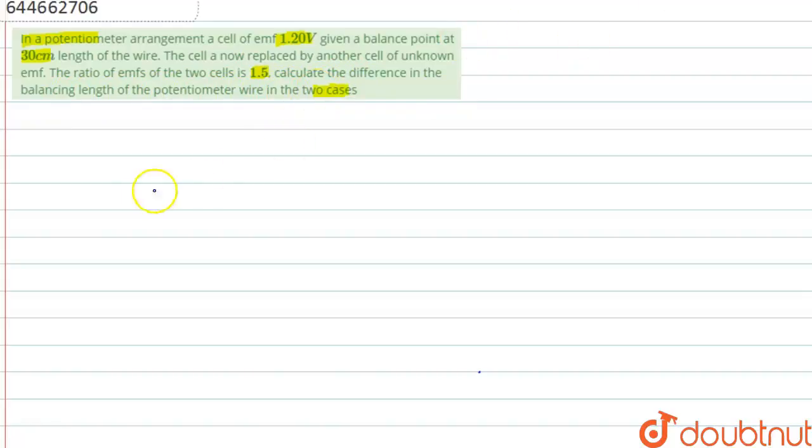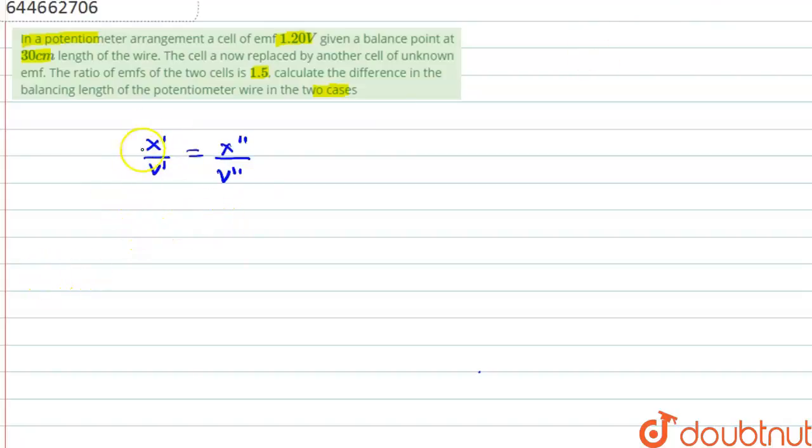Alright, so here you see, let me write the equation first. So we can write the unknown length, let me call it x dash, upon the unknown voltage v dash, or you can say the length in the first case upon the voltage in the first case must be equal to the length in the second case upon the voltage in the second case. Alright, so just put the values here.